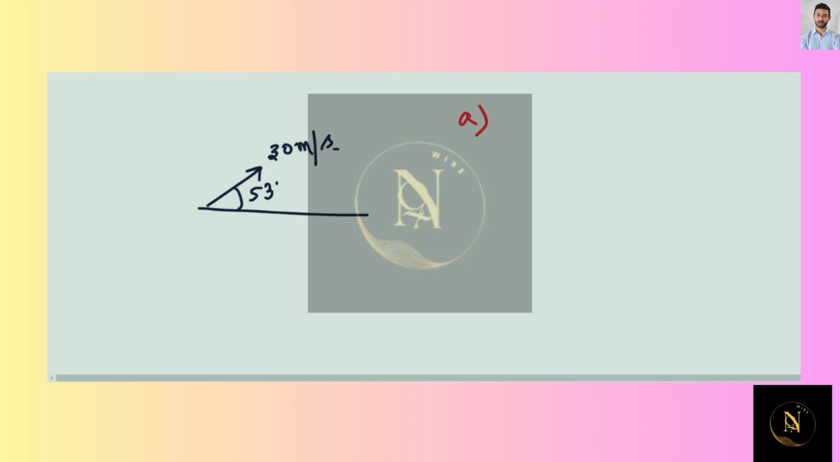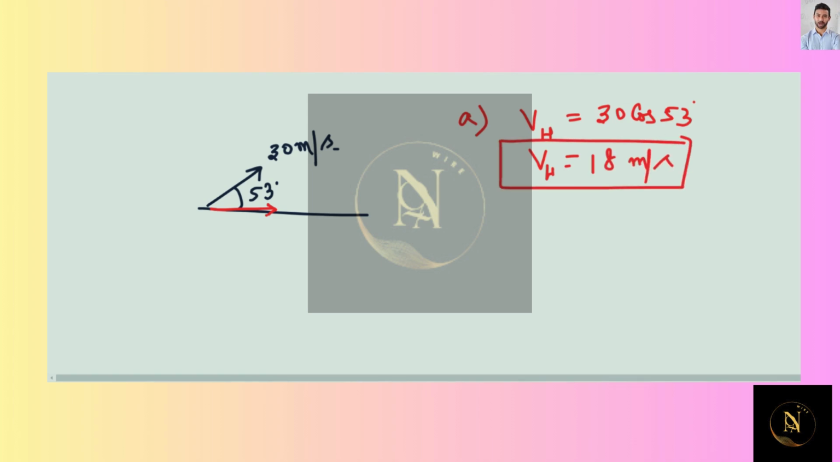So here we will just project the speed along the horizontal. The speed projected along the horizontal will give the horizontal velocity, that's 30 times cos 53 degrees. When we take the value of cos 53 and multiply that with 30, we get the horizontal velocity as 18 meters per second. And similarly, we can get the vertical component of velocity as 30 times sine 53. So that will be 24 meters per second.